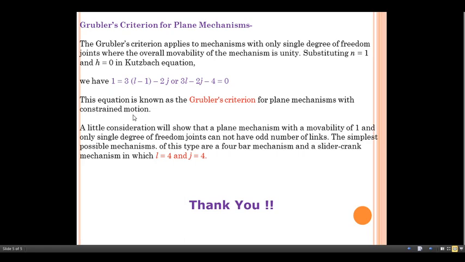Here one more important point is given. A little consideration will show that a plane mechanism with a movability of 1 and only single degree of freedom joints cannot have an odd number of links. The simplest possible mechanisms of this type are the 4-bar mechanism and the slider crank mechanism, in which L equals 4 and J equals 4.